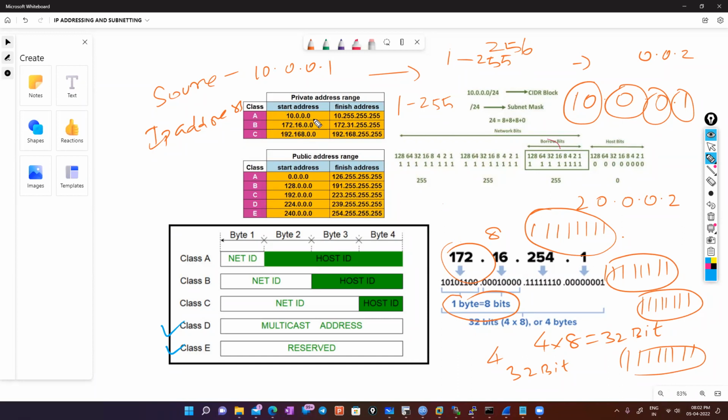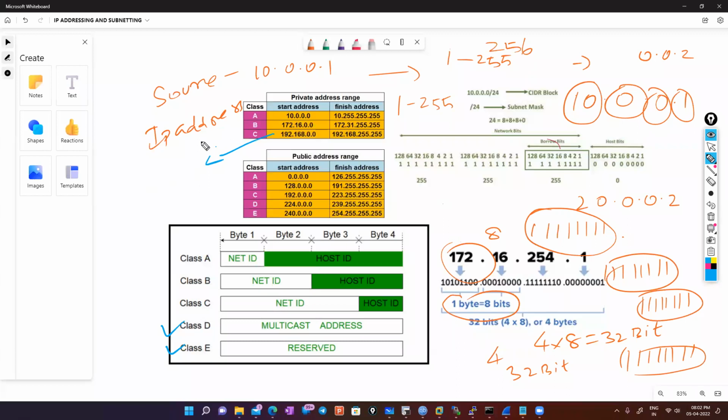So let's take this. This is called a class A. The range is 10 network. This is most widely used. And class B, the range is 172.16.0.0. It's never going to change. And it ends with 172.31.255.255. And the class C, 192.168.0.0. I think in the broadband modem, I believe we should get this IP address.